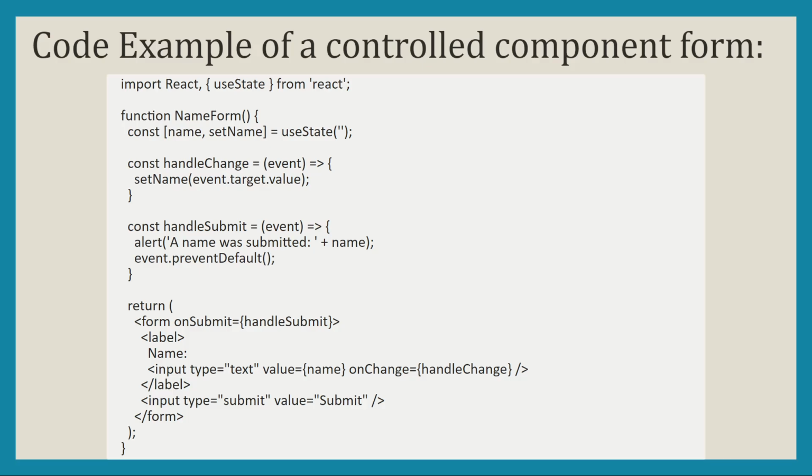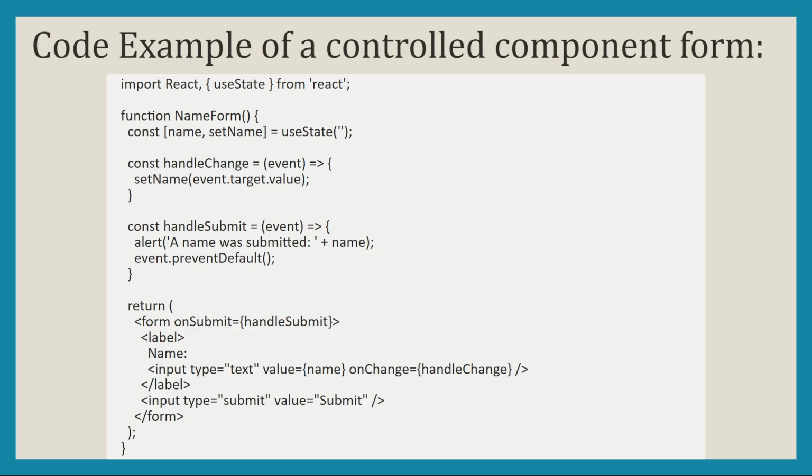Event.target.value. Next you have your handleSubmit function. This function is called when the form is submitted. It displays an alert with the current value of name. It calls event.preventDefault to prevent the default form submission behavior, which would reload the page.